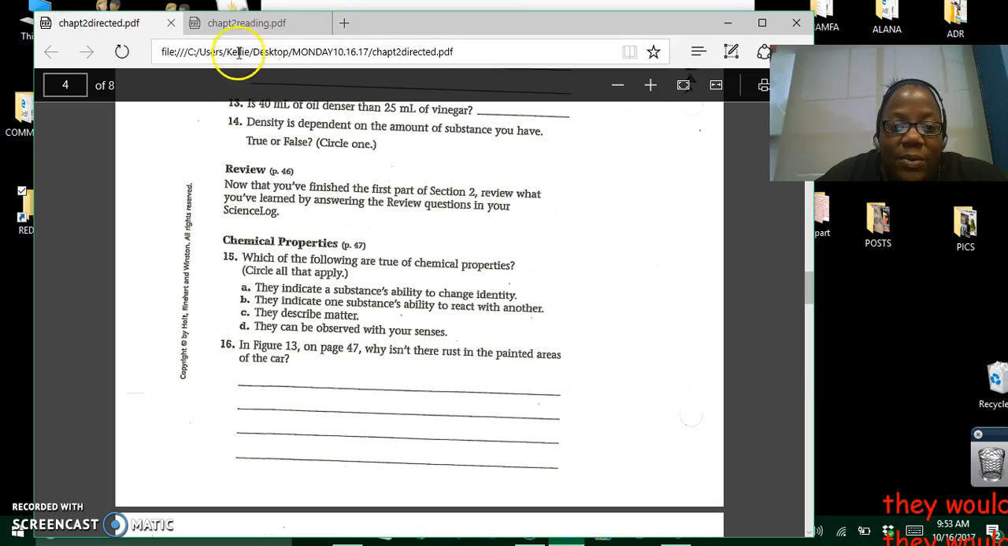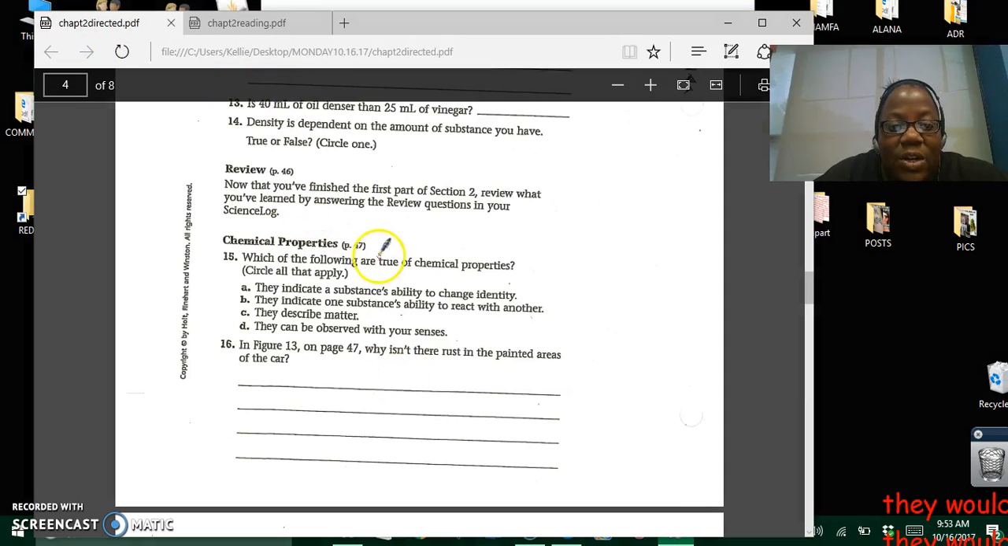Okay? So with this, we can answer our next question. Which of the following are true of chemical properties? They indicate a substance's ability to change identity. Yes. They indicate one substance's ability to react with another. Well, yes, it does. Do chemical properties describe matter? You know it. And D, they can be observed with your senses. Well, yes, all of these are true about chemical properties.